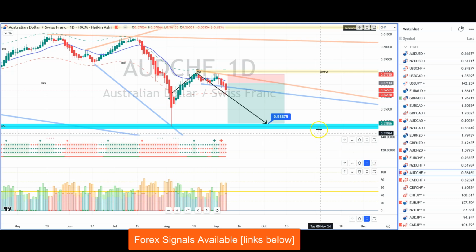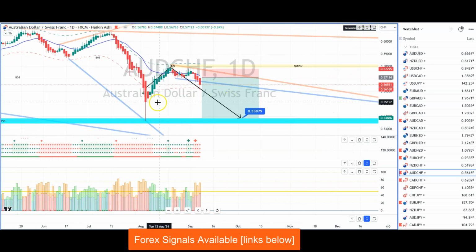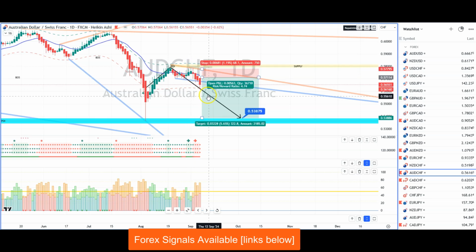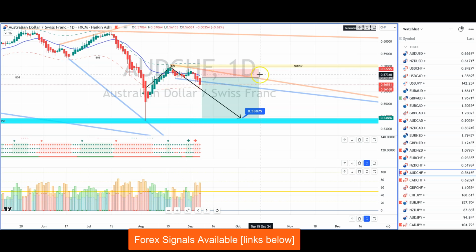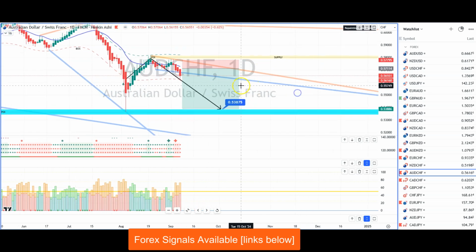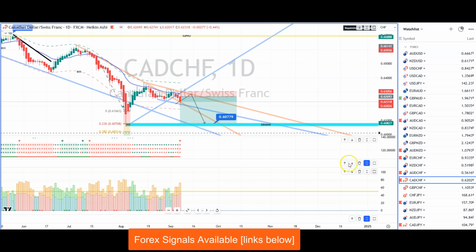Aussie Swiss, congratulations members if you've got into the Aussie Swiss. I did expect a pullback and then a bounce off this supply area. It did exactly that, and then a break of structure. So here we go, all the sellers are in, price below the blue line, very high volume, heading for 53.87. Any kind of pullback this week is going to give you an opportunity to get in if you're not in already as a VIP member.